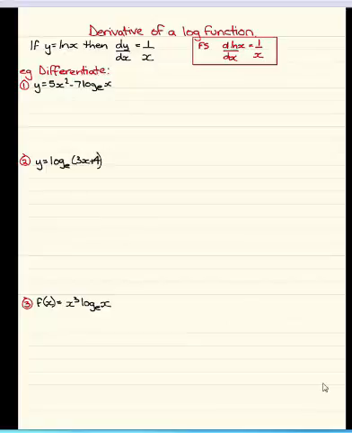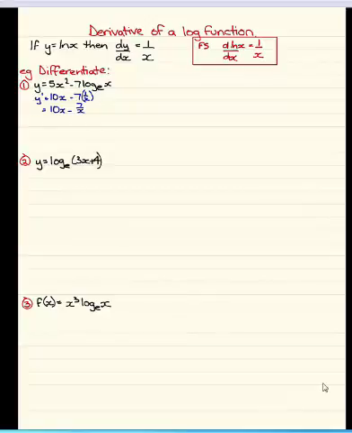We're given this function y equals 5x squared minus 7 log base e of x. When we're differentiating this, we do it the way we've always done it. The derivative of 5x squared: you bring down the 2, so you get 10x, and then you take 1 away from the power, so it leaves you with x. Then it's minus, now 7 is your constant, so that's out the front. And the derivative of log base e of x is 1 over x. So we simplify that into 10x minus 7 over x.